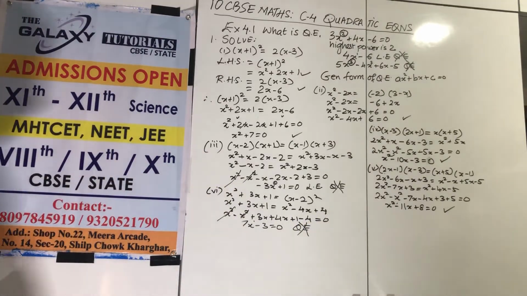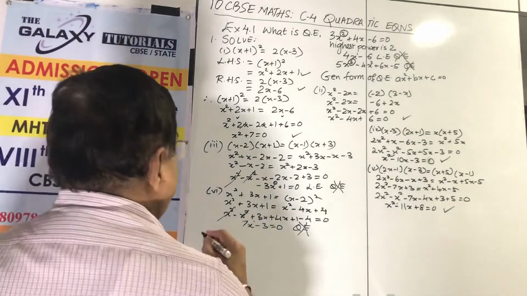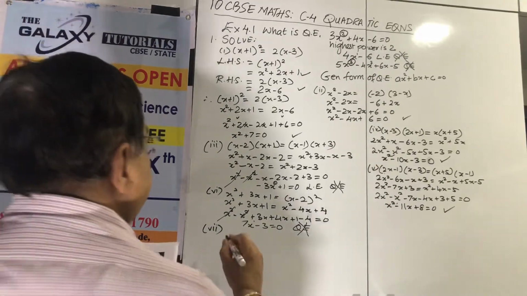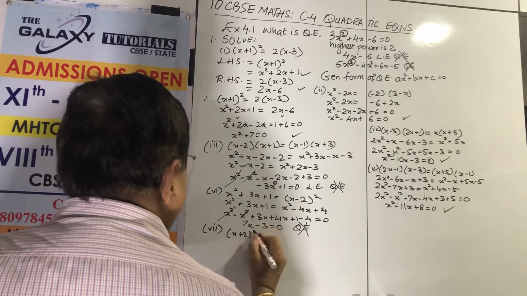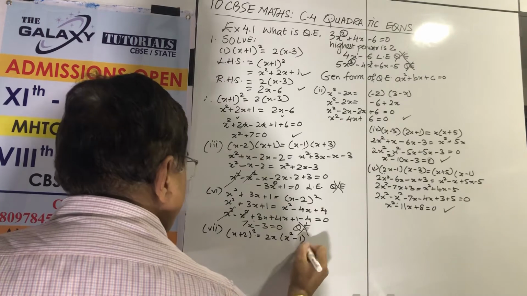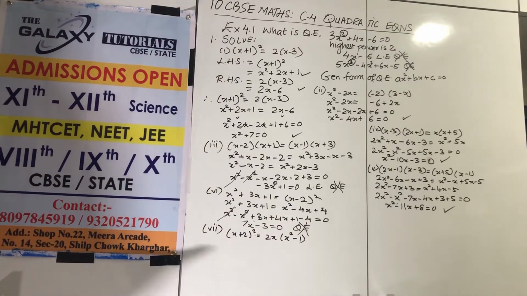I need highest power as 2. Otherwise, we cannot go forward. Okay? So, this is how we do. And we have sum number 7. Sum number 7 says x plus 2 the whole square, the whole cube, is equal to 2x, x square minus 1. Okay, please see the equation, x plus 2 cube. Okay, so they have given us like this.